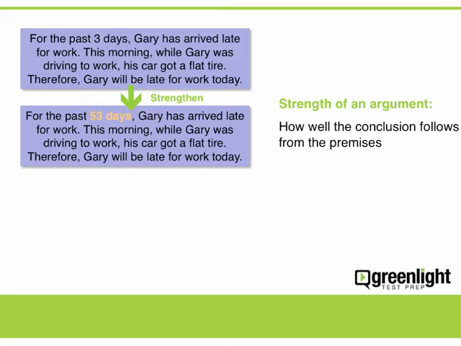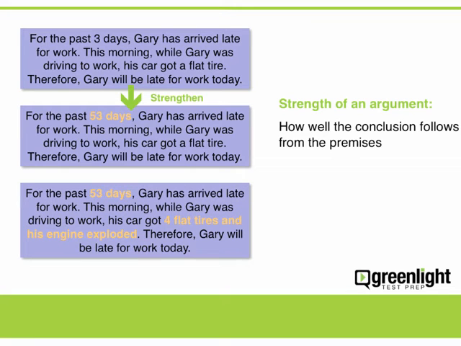Now, does this mean that the conclusion is guaranteed? Absolutely not. It's still possible that Gary will arrive on time today. What if we modify the argument further and say that instead of one flat tire, Gary had 4 flat tires and his engine exploded? Does this guarantee the conclusion? Well, this new information certainly seems to strengthen the conclusion that Gary will be late, but it's still possible that he could arrive to work on time. For example, he might just leave his car and walk to work.